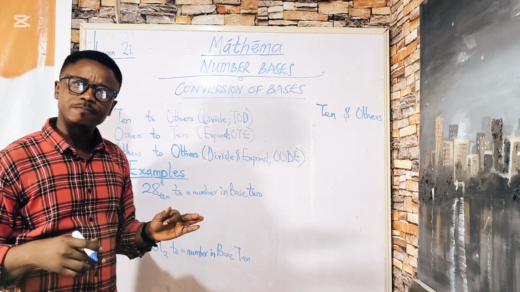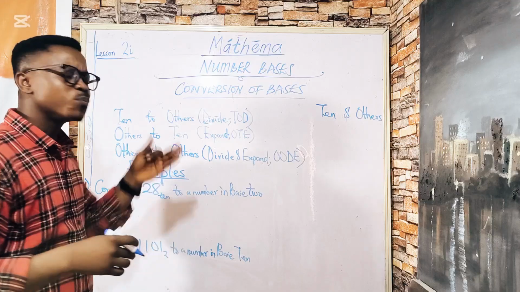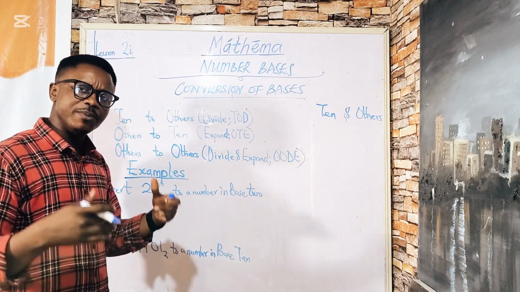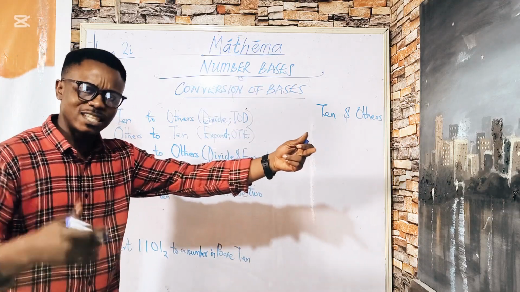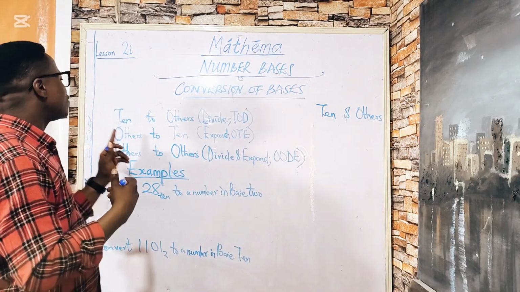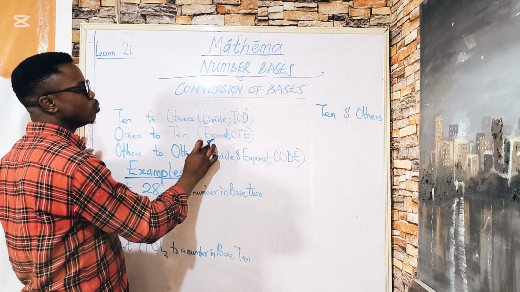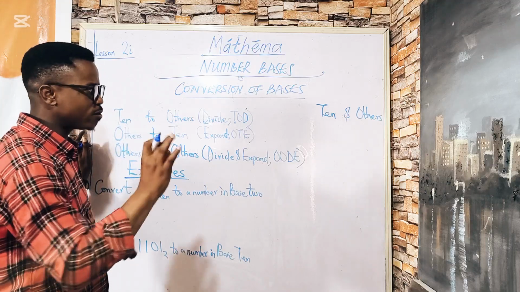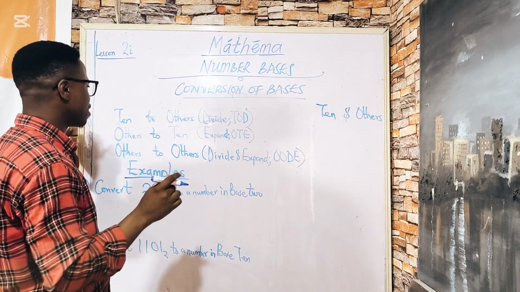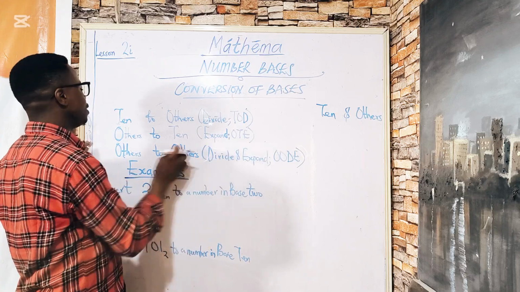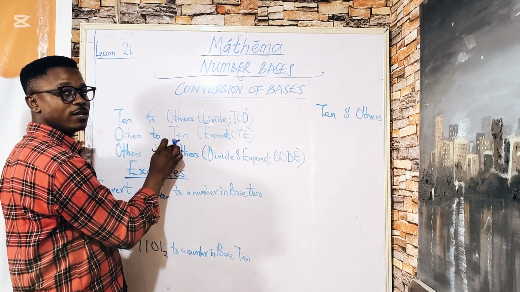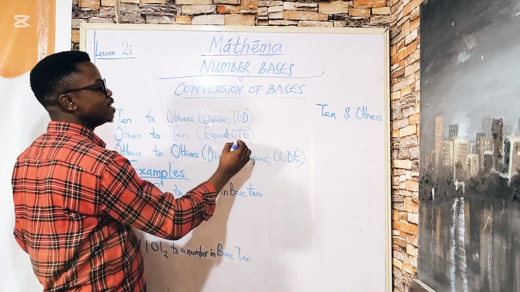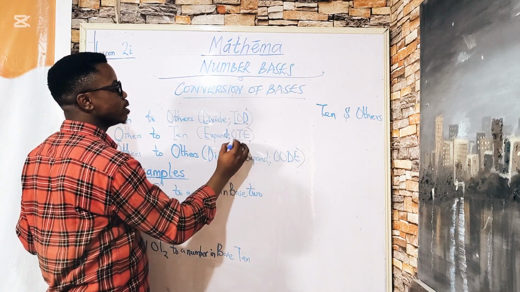And when we are converting from other bases back to base 10, for example, you're given a question: convert 23 in base 4 to a number in base 10. That is from others to 10. So when we have others to 10, we simply expand. Don't worry, I'm going to show you how to expand. How did I get OTE? O for others, T for 10, and E for expand. I just picked the first letters and it formed the word oath.